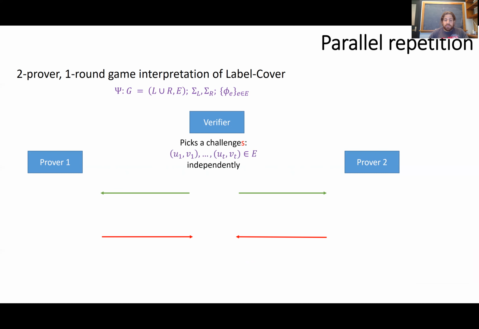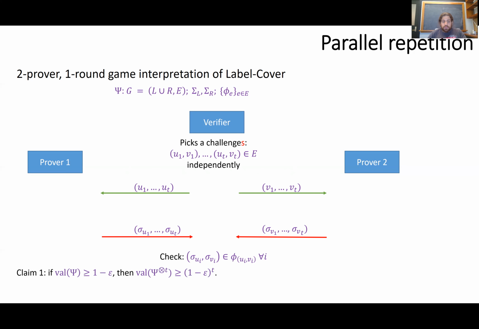Now, instead of sampling a single challenge, the verifier is going to sample t challenges, where t is something larger than 1, and it's free for you to choose. He is going to send the left endpoints to prover 1 and the right endpoints to prover 2, as one bunch of questions. And as before, he is going to get a label for each one of the vertices that is sent to each one of the provers. And then the verifier is going to check that all of the challenges that he picked are satisfied by these labels.